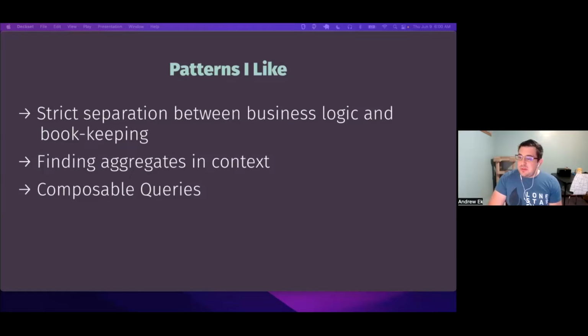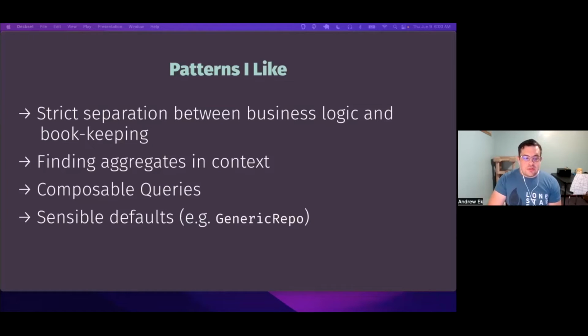Composable queries are pretty fun. We'll talk about those. Taking what would be pretty closely mapped to SQL and making it look more like Elixir. And then some sensible defaults. An example that I'll propose here is the GenericRepo, which is one of many ways that we might do things, but it's a sensible default that can work well enough.